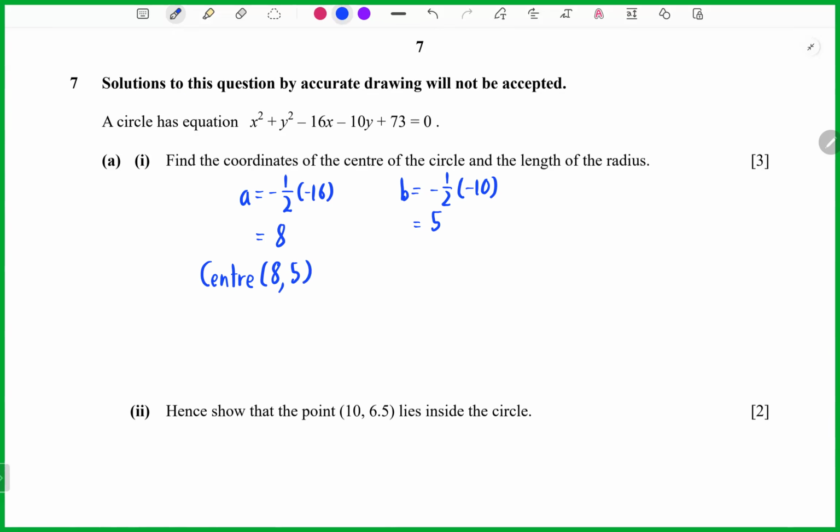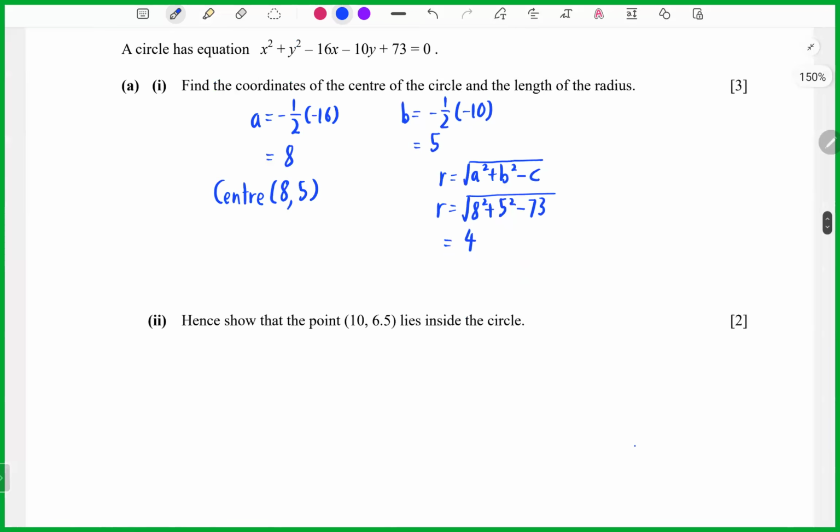Let's find the radius. So for the radius I use the formula r is the square root of A square plus B square minus C. So 8 square plus 5 square minus 73. So you can get your answer: 8 square plus 5 square minus 73 will equal to 16, so the square root gives 4. So the length of the radius is 4.